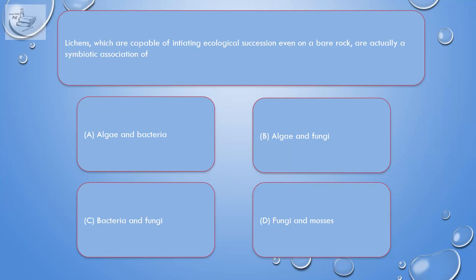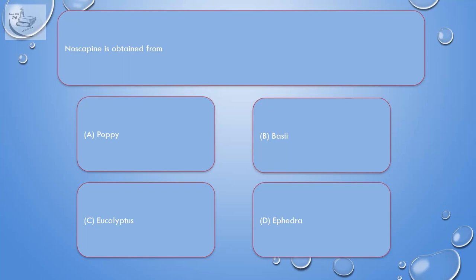Question: lichens, which are capable of initiating ecological succession even on a bare rock, are actually a symbiotic association of A. algae and bacteria, B. algae and fungi, C. bacteria and fungi, D. fungi and mosses. Correct answer is B. algae and fungi. Question: noscapine is obtained from A. poppy, B. bassi, C. eucalyptus, D. ephedra. Correct answer is A. poppy.